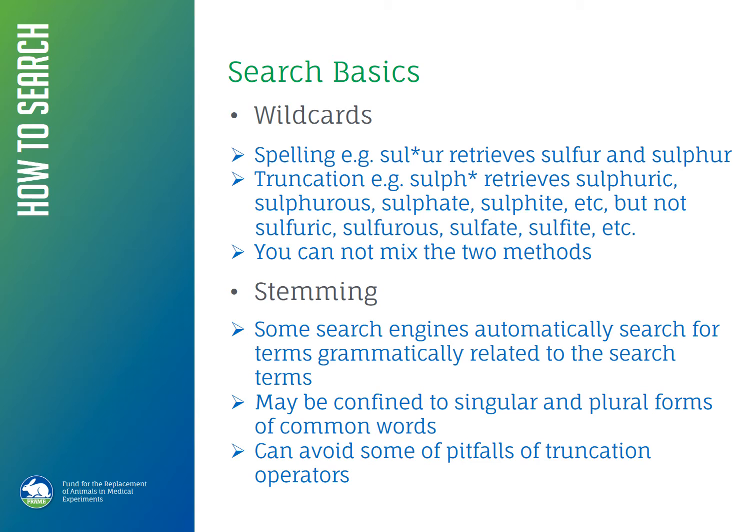SUL*UR will retrieve both sulfur and sulphur, spelt with an F and a PH, while truncation of the term sulf with PH asterisk will retrieve sulphuric, sulphurous, sulphate, sulphite, etc., but not sulfuric, sulfurous, sulfate, sulfite spelt with an F. It is not possible to combine a spelling wildcard with a truncation one.